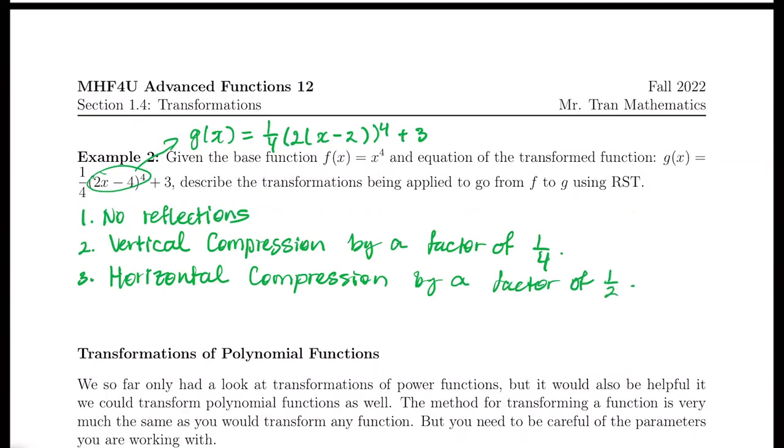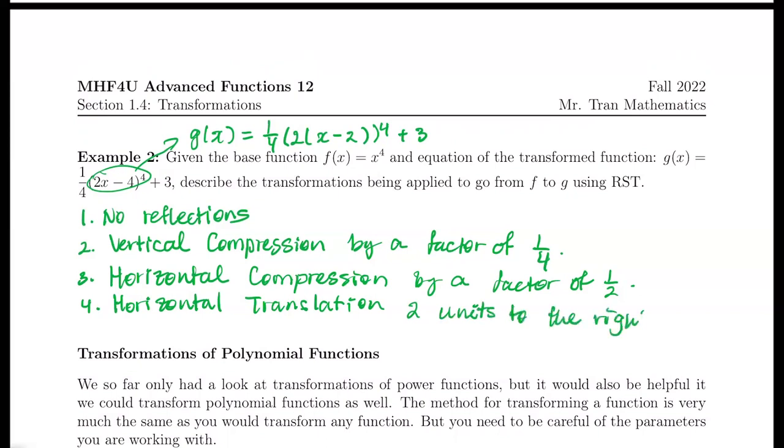And then 4 and 5 are just going to be the translations. So we have a horizontal translation two units to the right. And number 5 is the vertical. So we have a vertical translation 3 units up. So that's how we describe the transformations.